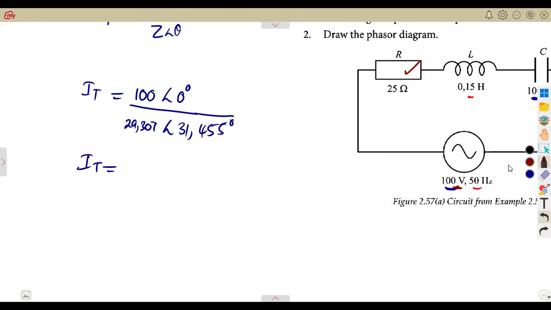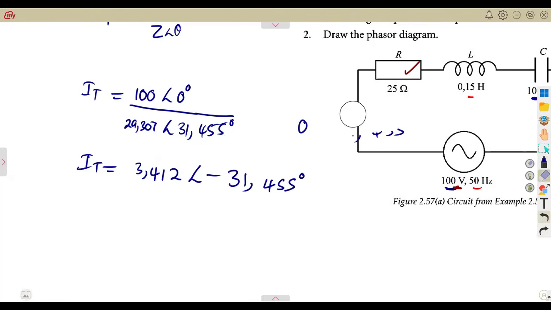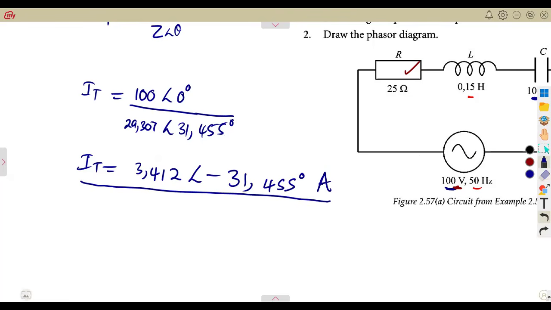Why is it best to simplify in polar form? Going back to the introduction, where I said that for division you divide the numbers separately, you obtain 3.412. What about the angles? For division, you subtract: theta 1 minus theta 2. So the angle is 0 minus 31.455, which gives minus 31.455 degrees. We have got this as our total current, measured in amperes.